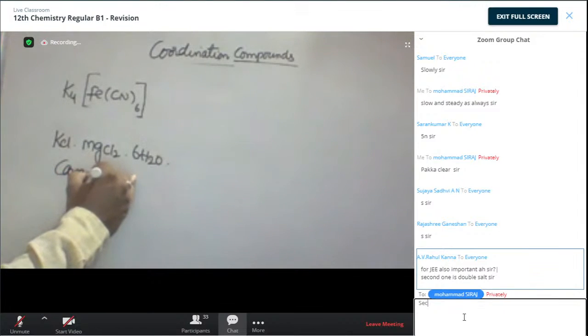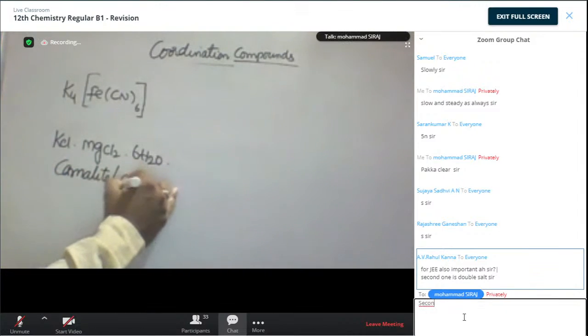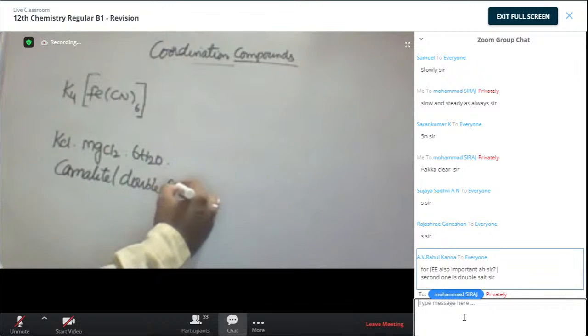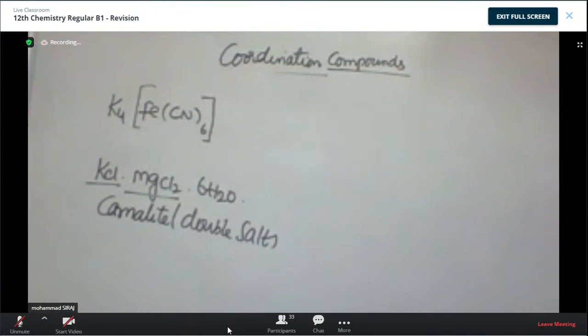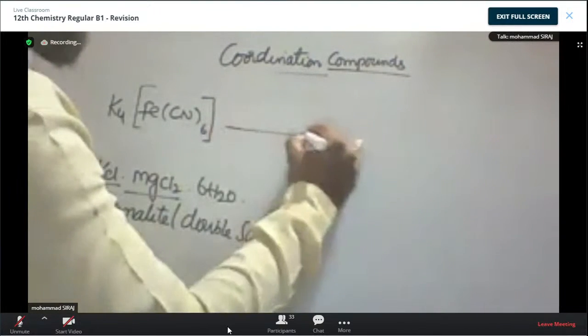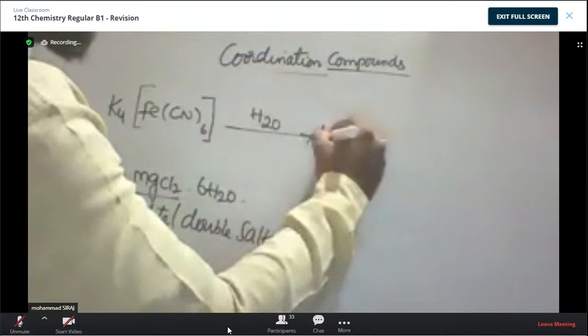This is called what? This is your carnallite. Carnallite is nothing but a double salt. It is a combination of two salts. KCl is one salt and MgCl2 is one salt. The first one is a complex compound. Suppose I dissolve this one in water, what ions will we get?